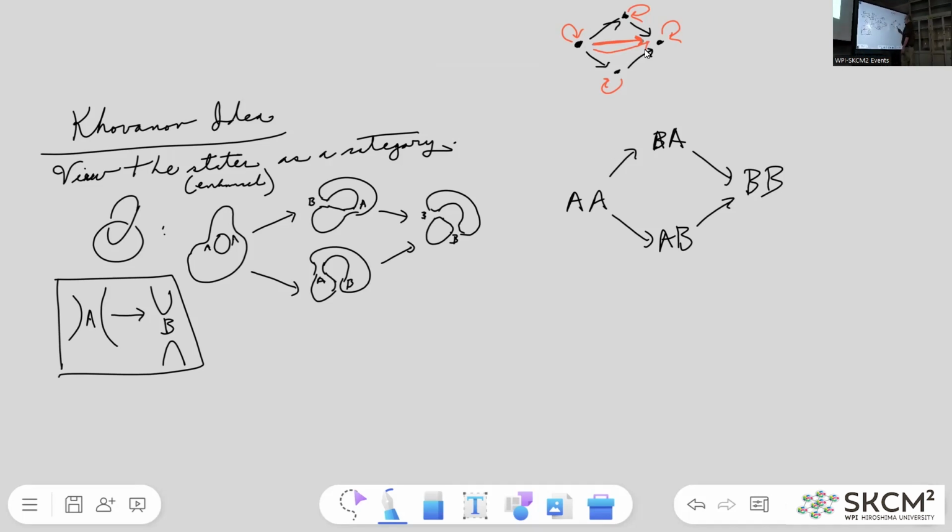This category, so they all will look like cubes of different dimensions. If you have two crossings, you'll have a two-dimensional cube. If you have three crossings, you'll have a three-dimensional cube category, and so on. If you have an n-cube category associated to a graph, associated to a knot diagram, and the states are forming this n-cube category, and then Khovanov's idea.